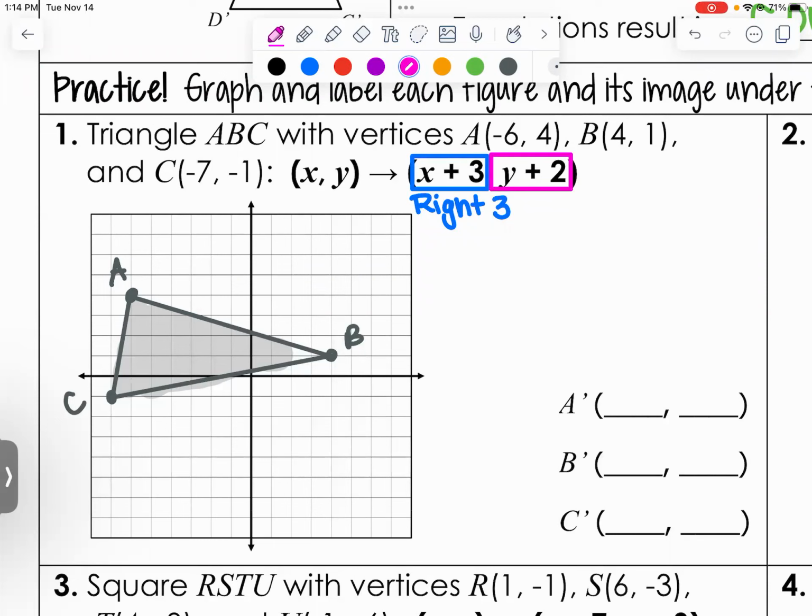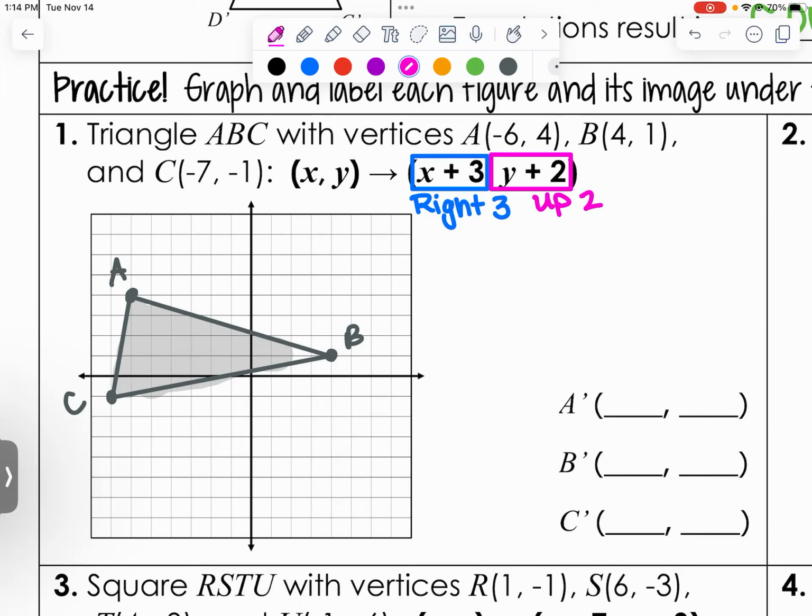Y plus 2. Remember, y is our vertical coordinate, so it's telling us to go either up or down. Since it's y plus 2, what direction are we going? Are we going up or are we going down? We're gonna go up. So I want everybody to write up 2. Now, you need to stay with me.